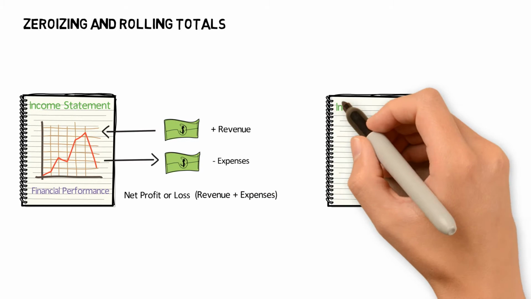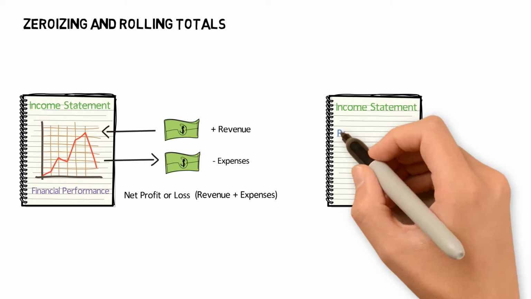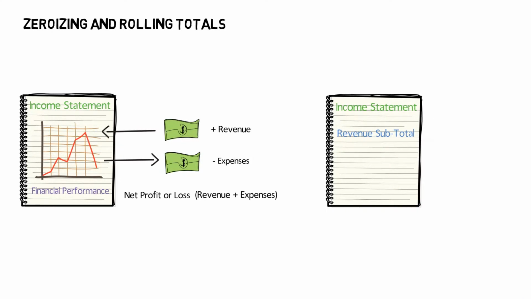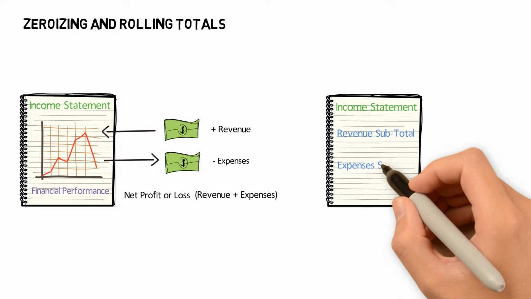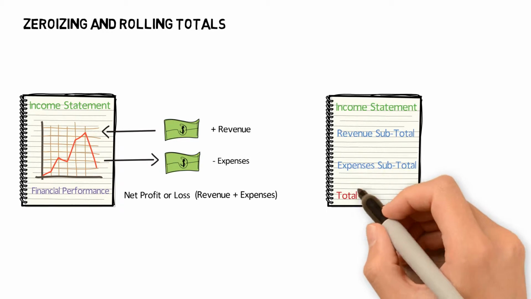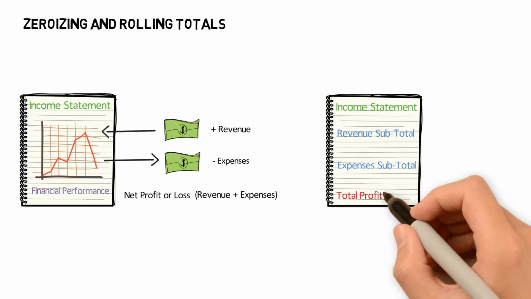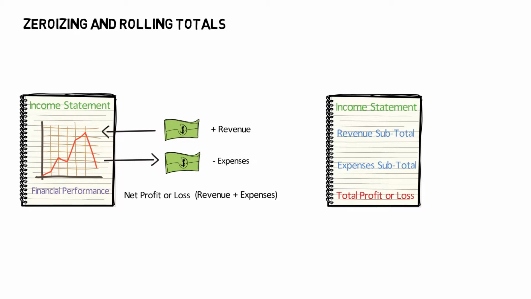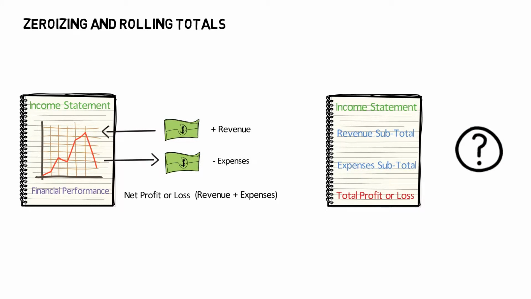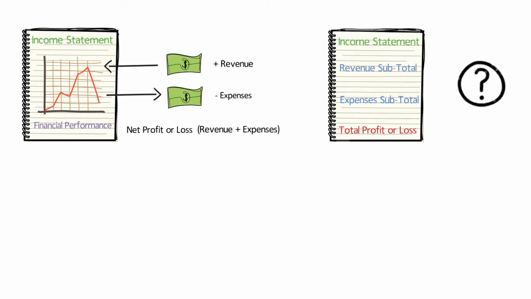Often, the income statement shows the following lines: the subtotal of the revenue from all the revenue GL accounts, the subtotal of the expenses from all the expense GL accounts, and the final total of the revenue subtotal and the expense subtotal, giving you the net profit or loss. So how do you define these lines when you're creating financial reports such as income statements?